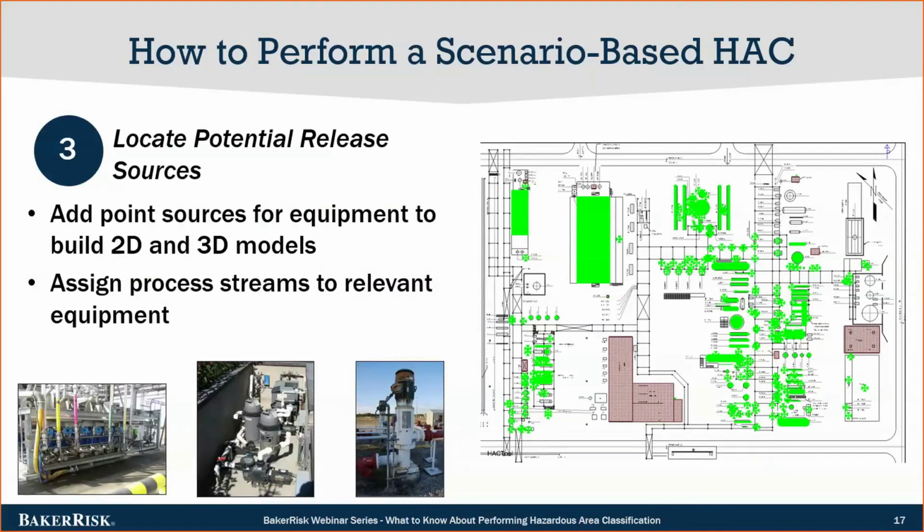So these little cross hatches represent point sources for pump or compressor seals or control valves, and the larger rectangles represent the process equipment. And then we can assign the process streams to the relevant equipment based on the PFDs and heat and material balances.